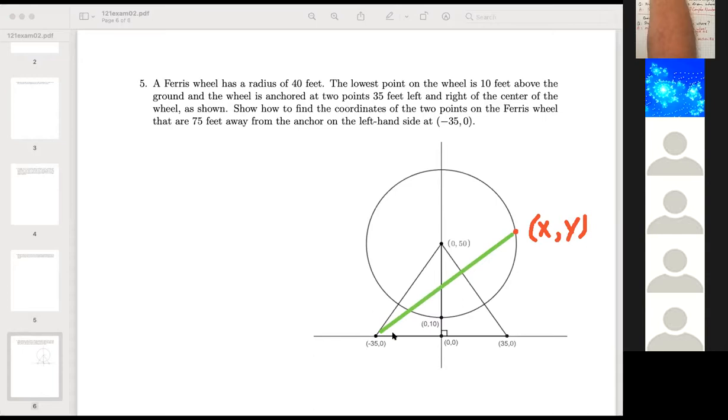And the answer is yes. If I told you these two numbers, you could tell me how far that is. That's the Pythagorean theorem. Well, it's the Pythagorean theorem, but it's also just the distance formula between two points. So your question in this book, in this problem is, find the two points that are 75 feet away from this anchor at 35.